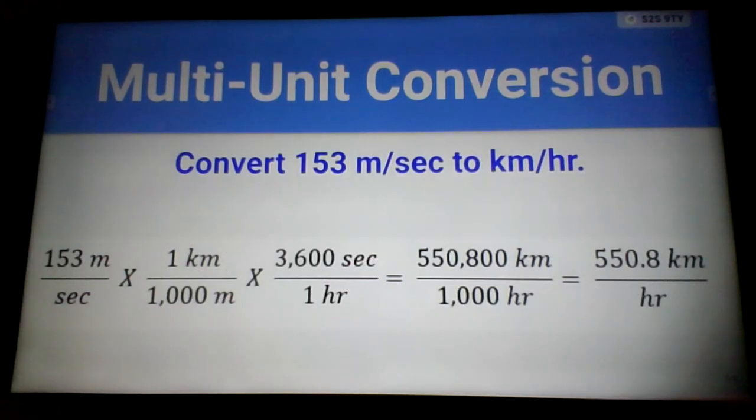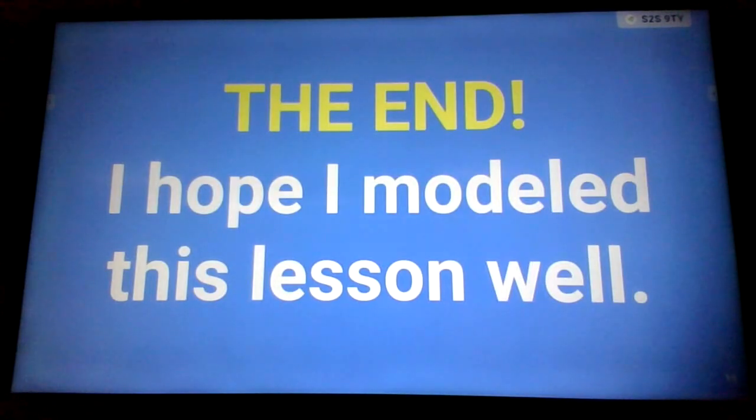Ready? All right, we are done with this lesson. Hope I modeled this lesson well, represented it well for you. We will do practice problems with the math. Thank you.